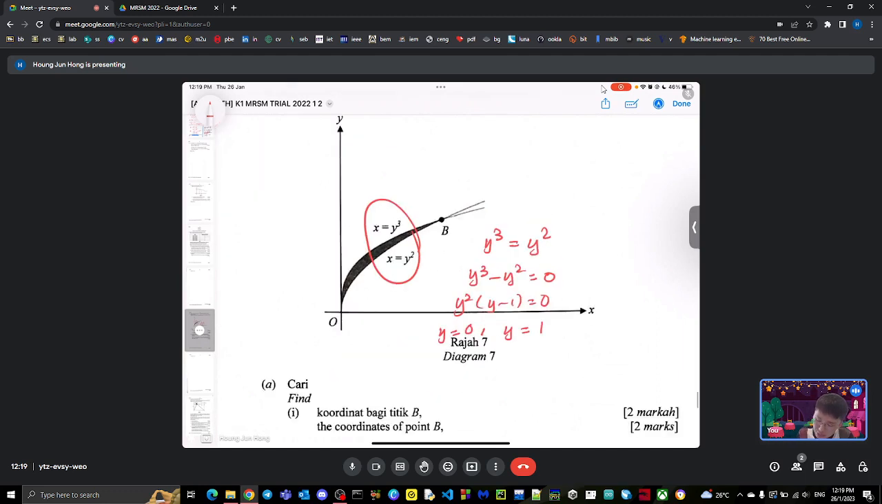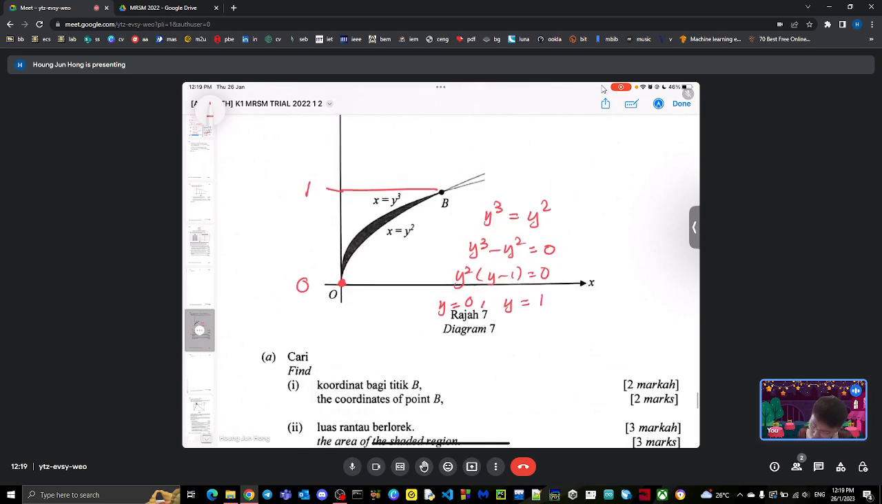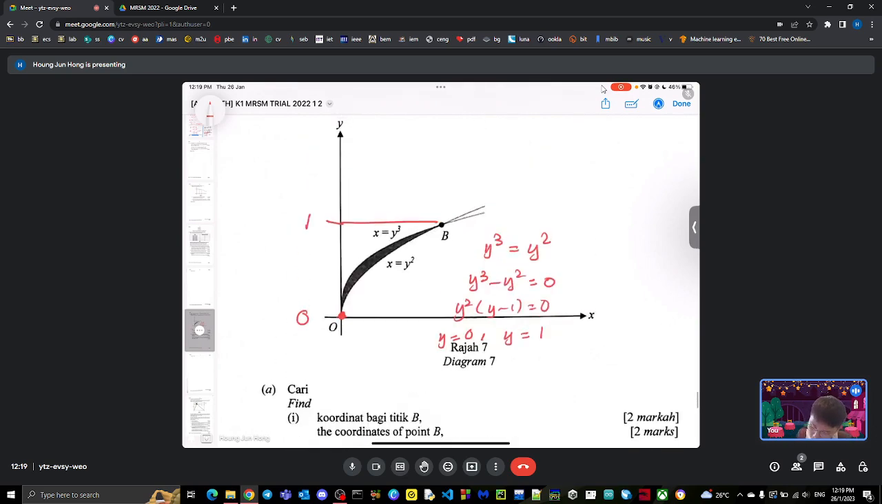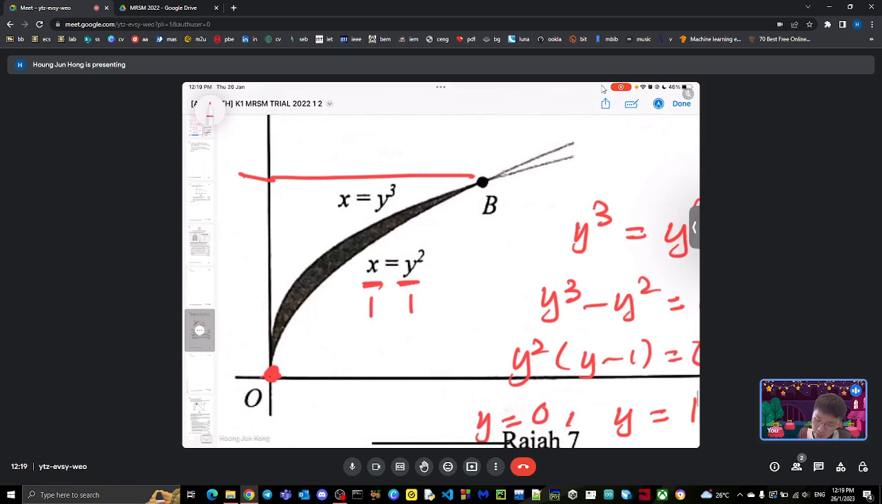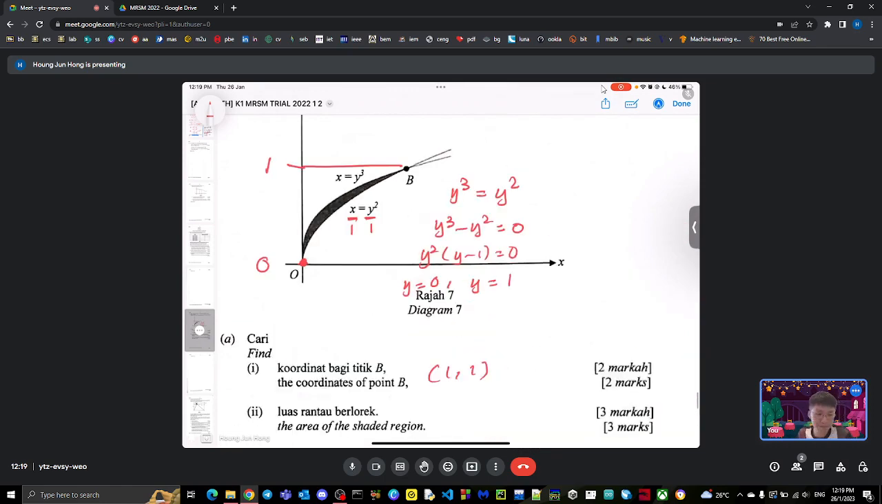So in this case, as you can see that this is y equals to 0. And this is where y equals to 1. You have two intersection points and they both agree to this, which is 1 and 0. Okay, yep. So in this coordinate, it should be 1. When y equals to 1, x also equals to 1. So the coordinate is 1, 1.